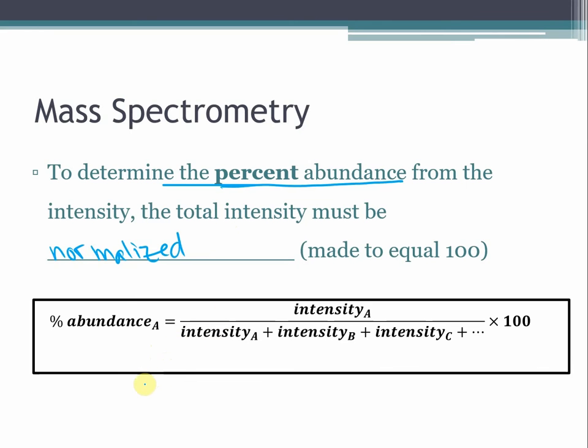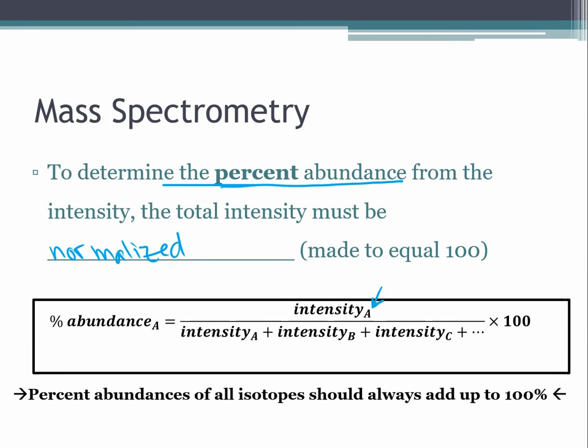To find a percent abundance of a specific isotope, you'll take the intensity of that isotope, divide it by the sum of all of the intensities of all of the isotopes, and then multiply it by 100. You'll have to do this for every isotope that you encounter. And when you're done, all of your percent abundances of all of your isotopes should add up to 100, right? That's how you check yourself. Do your normalization process, use this equation for each of your isotopes. When you're done, take all of your abundances, add them up to 100, and if they don't add to 100, check your math because something bad happened.